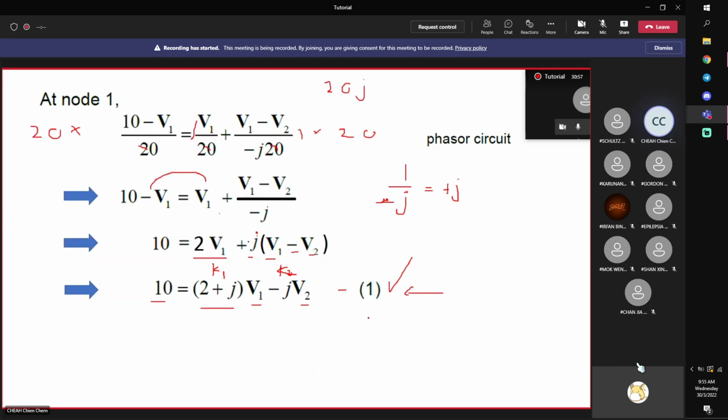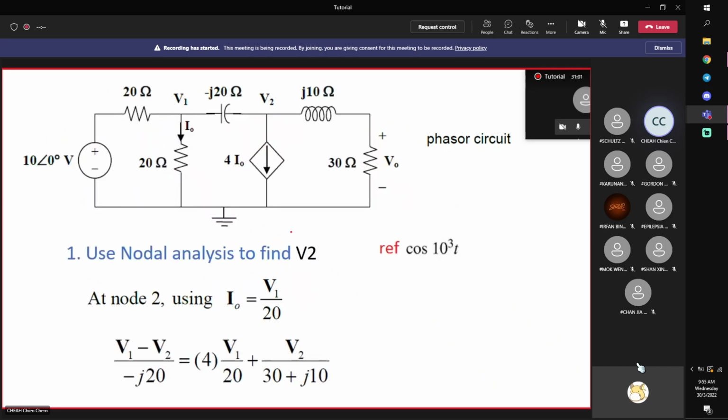So I've taken KCL at node 1, I get one equation, but I have two unknowns, so I cannot stop here. Okay? That means that I need to go on to the next node to get another equation. Okay, if I take KCL at node 2, then I can write down 3 currents, 1, 2, 3. Right? Inflow equal to outflow.